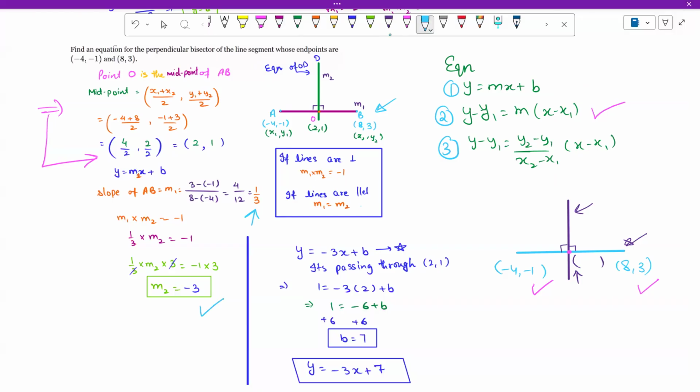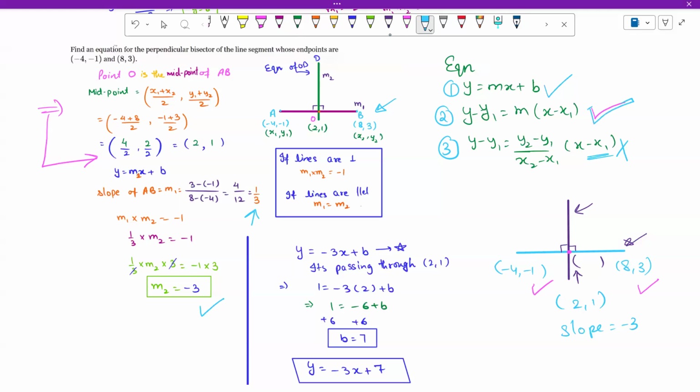So we got a point which was 2, 1, the midpoint, and we got a slope which was -3. Now, if we already got a point and we already got a slope, we can clearly use this. We don't need to find out any other point. But there is just one thing. We cannot use this one because we don't have 2 points right now. Either we can use this one or the second one.